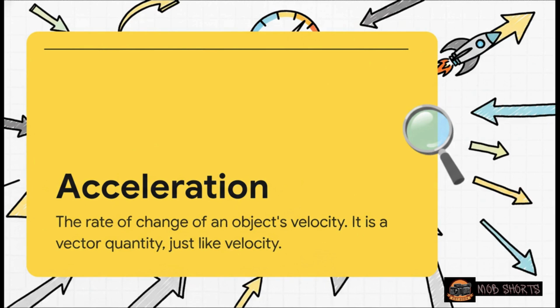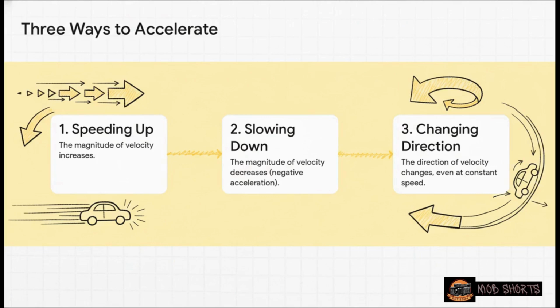I can't stress that word enough, because if velocity is a vector that has direction, well then acceleration has to be a vector too, which means, yep, you guessed it, direction matters a lot. And this is where most people get it wrong. We think acceleration just means speeding up. But in physics, you can actually accelerate in 3 different ways.